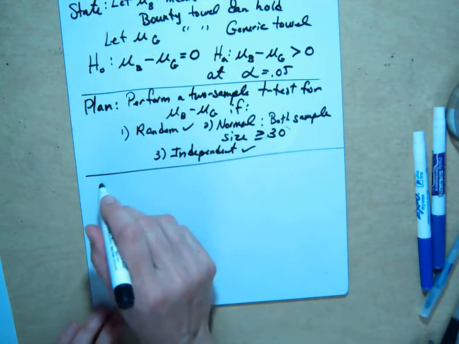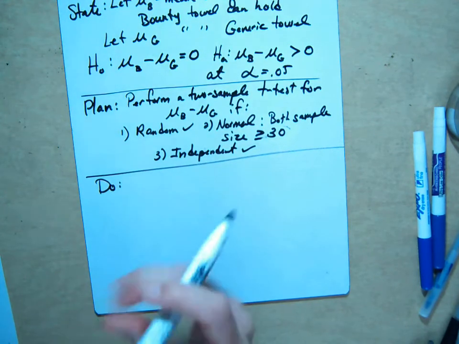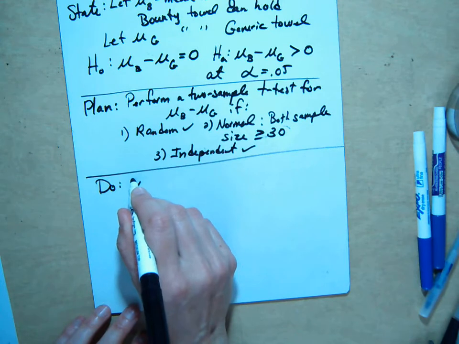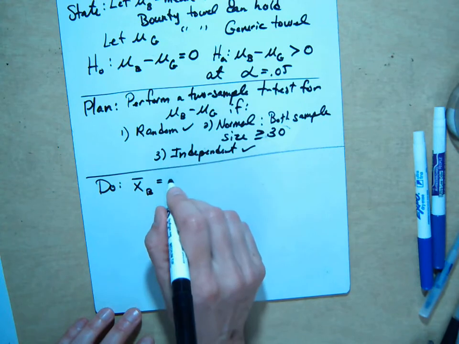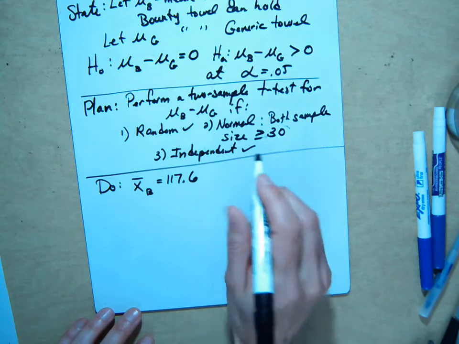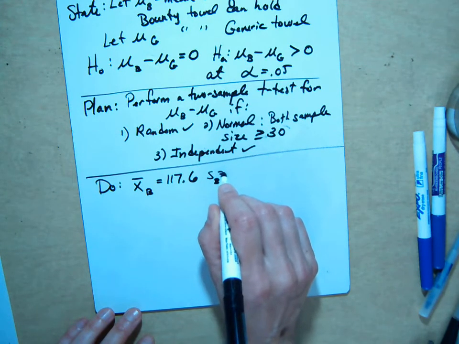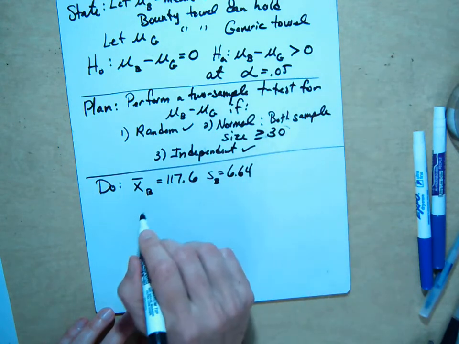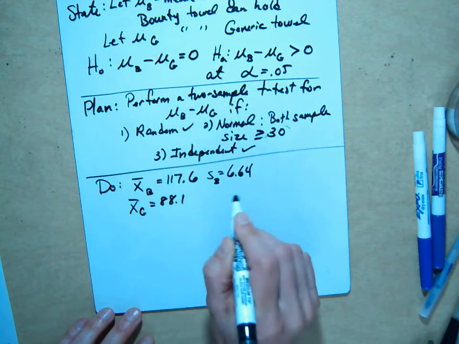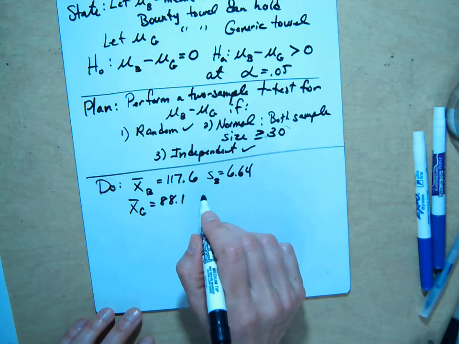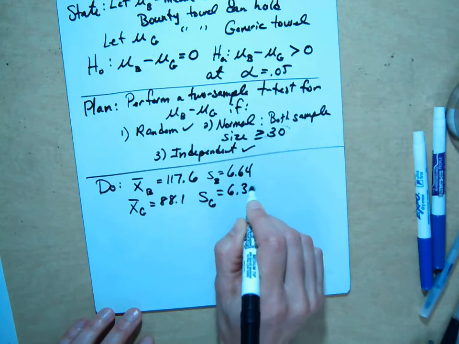Okay, we're on to the do section already. Do. You would type in the numbers because you would not do it by hand. So you would find that the average for Bounty towels is 117.6 quarters, and the standard deviation for Bounty is 6.64 quarters, and for the generic, the mean is 88.1, the sample mean. The standard deviation of the samples was 6.30 quarters.